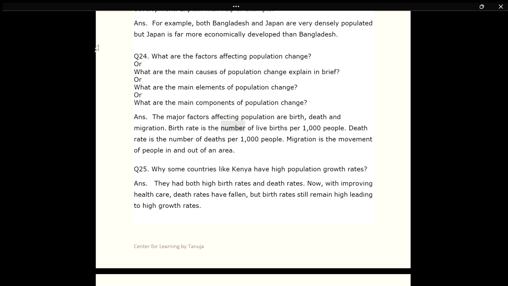Birth rate is the number of live births per 1,000 people. Death rate is the number of deaths per 1,000 people. Migration is the movement of people in and out of an area. Q25. Why some countries like Kenya have high population growth rates? Ans. They had both high birth rates and death rates. Now, with improving healthcare, death rates have fallen, but birth rates still remain high, leading to high growth rates.